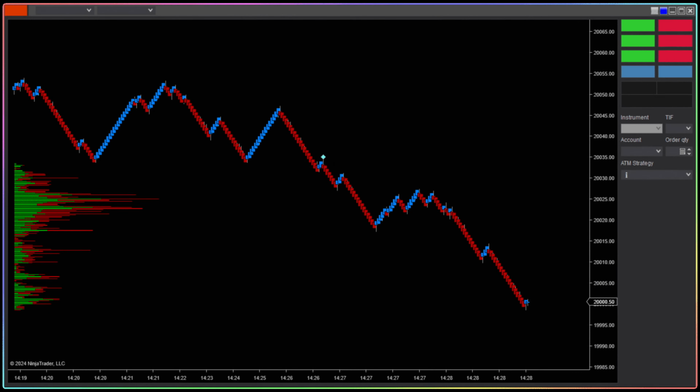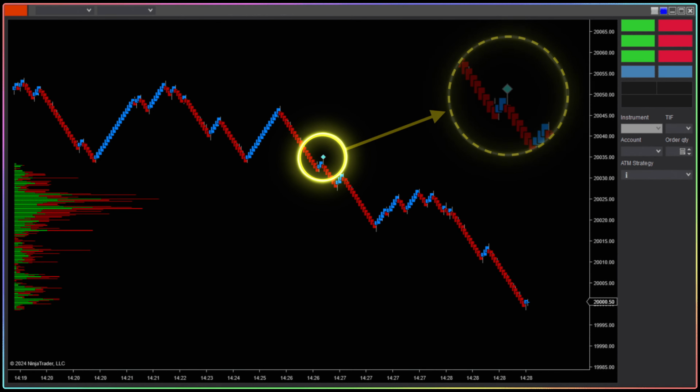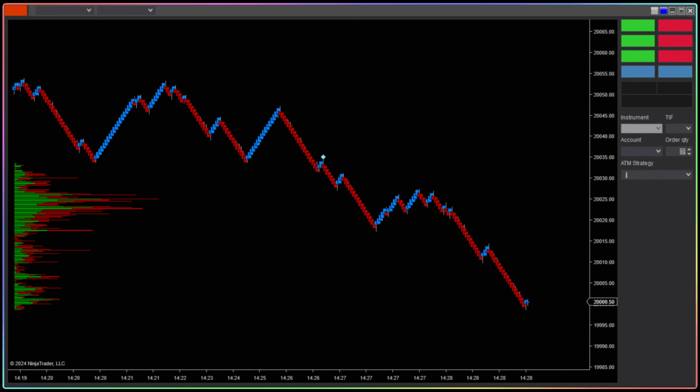The Volume Profiler starts analyzing data from a specific point on your chart, indicated by a blue marker. This ensures you know exactly where the analysis begins and how it evolves over time.